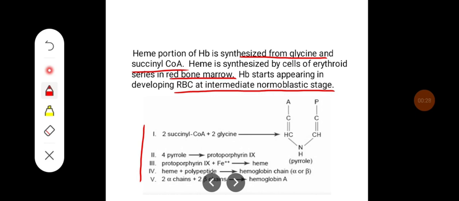2 succinyl-CoA and 2 glycine form the pyrrole ring. 4 pyrroles form the protoporphyrin ring, and protoporphyrin with iron leads to the formation of heme. Heme and polypeptide, depending on the alpha or beta chain, form the hemoglobin chain, and 2 alpha chains and 2 beta chains together form hemoglobin A.